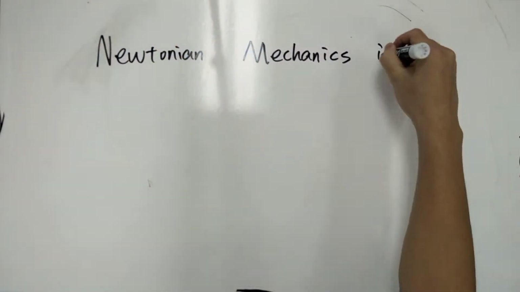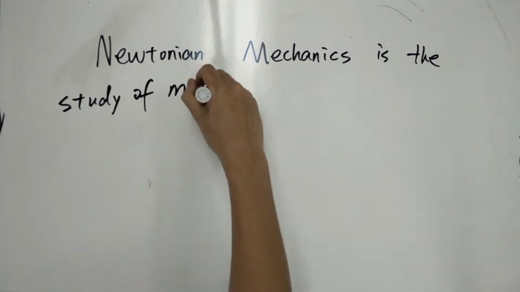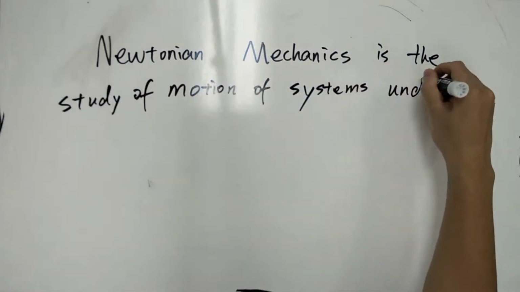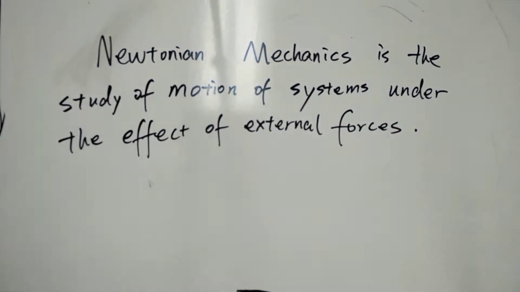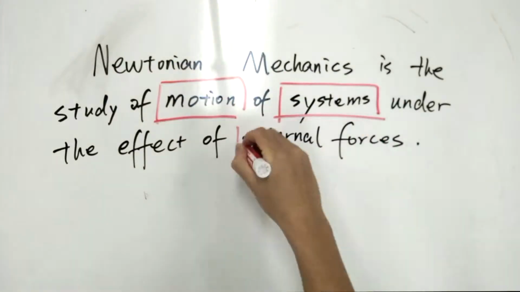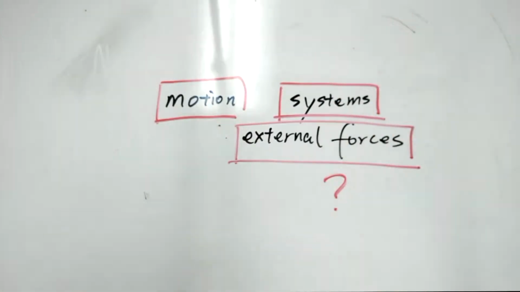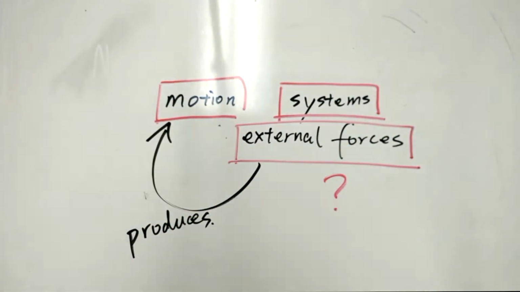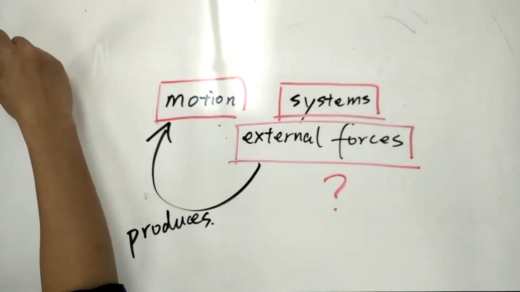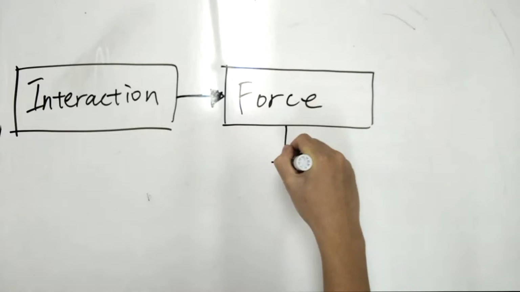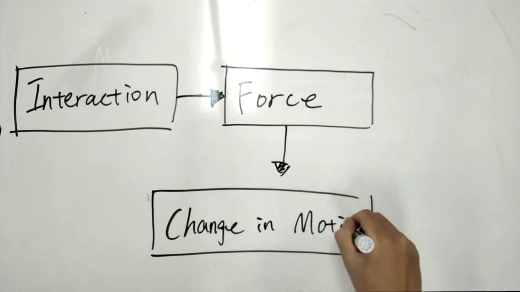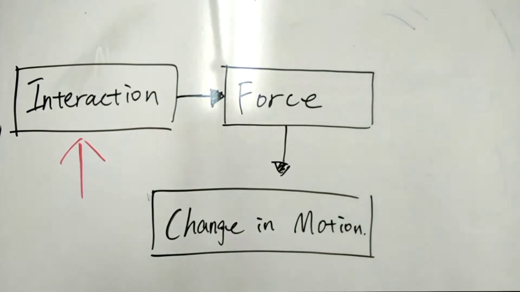Newtonian mechanics is the study of the motion of systems under the influence of external forces. So external forces cause motion of systems. Now what causes these external forces? The answer is interactions between systems. These interactions cause external forces, which then lead to change in motion of systems.